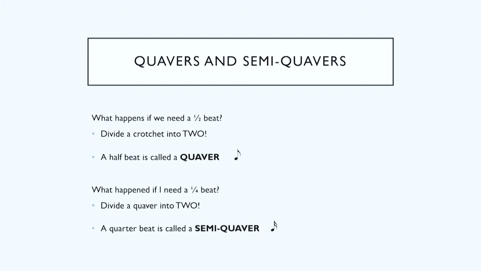But what happens if you want something that is smaller than 1 beat? Remember that we've worked with 1 counts, 2 counts, 3 counts, 4 counts. But music isn't just made up of notes that are full beats. Sometimes we have much shorter note values. Well, what happens then? We can do exactly the same as what we did in the family tree of notes. We can divide each note into 2.